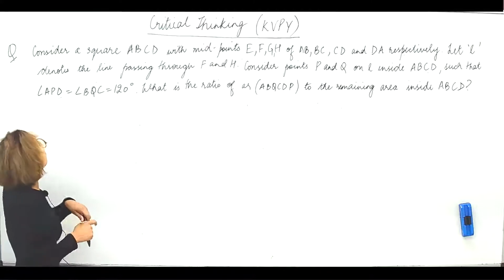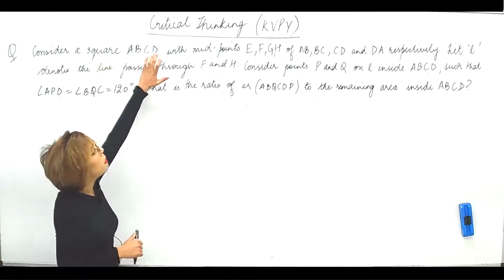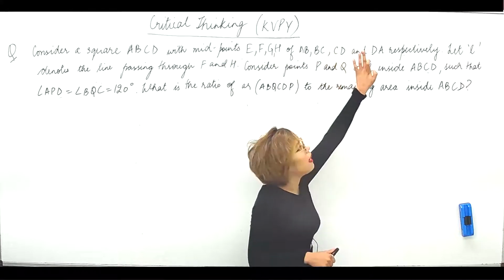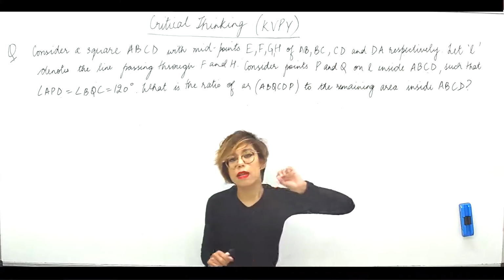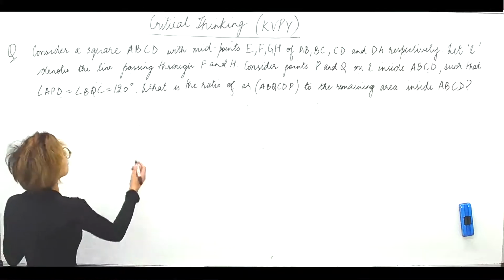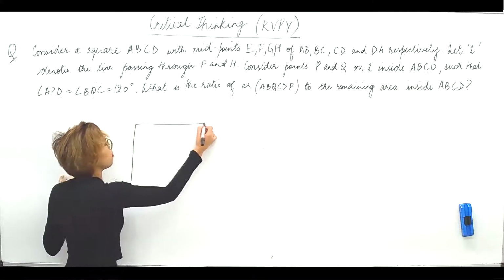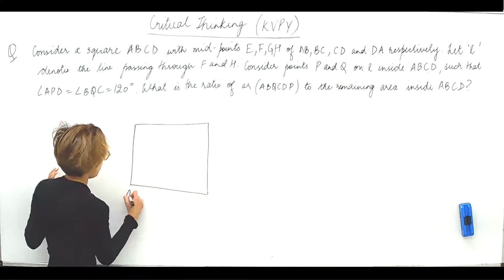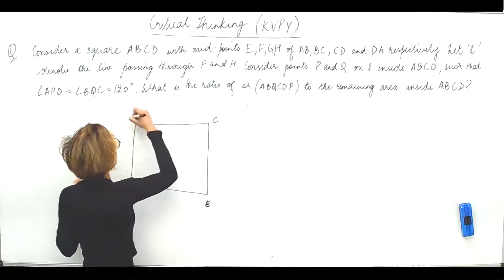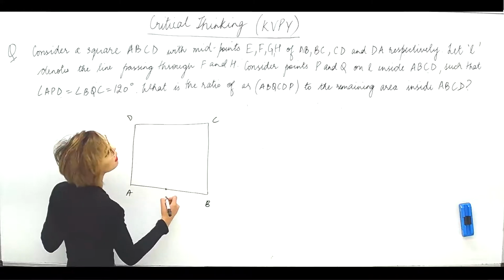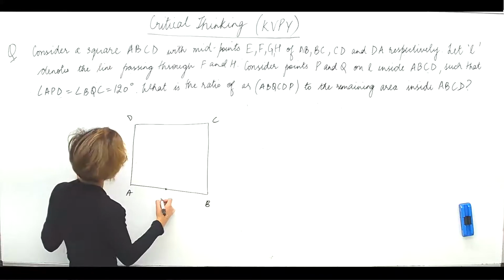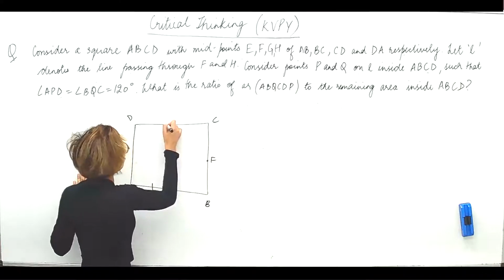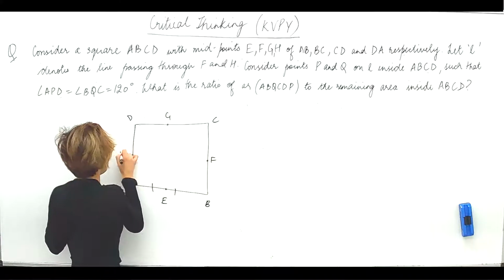Alright, so the next one. Consider a square ABCD with midpoints E, F, G, H of AB, BC, CD and DA respectively. So let me consider a square first. So this is my square ABCD. A, B, C, D. And my midpoints are E, then F, then G, then H.